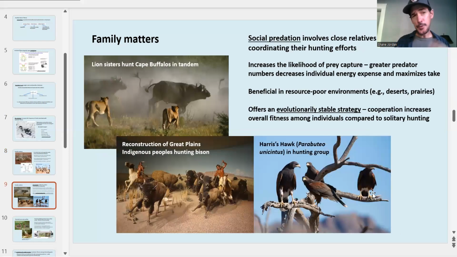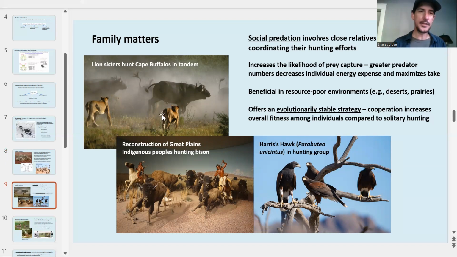We can see some similar kinds of behaviors in social predation. This involves situations where very close relatives coordinate their hunting efforts. So, for example, lion sisters, these are siblings, coordinating their efforts to hunt buffaloes. Or even in our own species, we know that social predation is certainly something that's happened in all kinds of different societies. This is a reconstruction of what indigenous American peoples probably were doing before the advent of European colonization, coordinating their hunting efforts in trying to predate upon bison. And we can also see this rarely in birds, but it does happen in this species called Harris's hawk, where a group of these raptors will coordinate their hunting efforts for gathering prey.